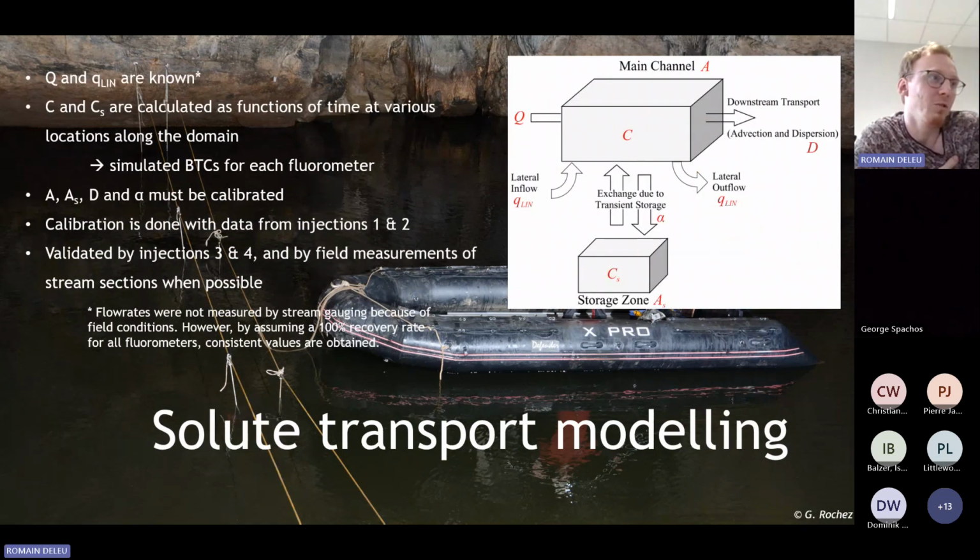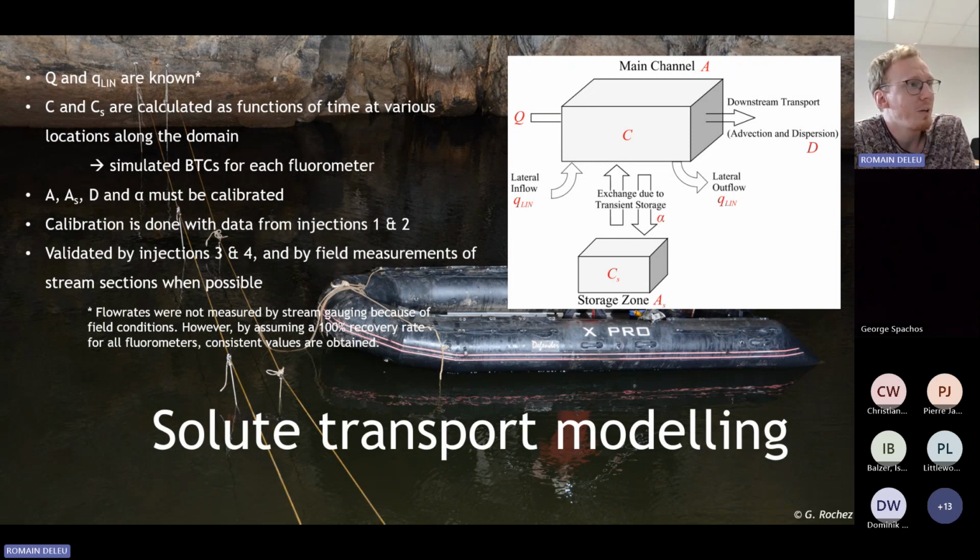The parameters used for the model are the flow rate, of course, and the concentration. The flow rate we know because we estimate it using the fluorometer. We have the breakthrough curve. We assume a 100% recovery rate for all fluorometers, and we get consistent values for all of them. So we assume it was working nicely, and this is perfectly correlated with the gauging station, which is outside the cave. We did not measure the flow rate ourselves because the field conditions were not adequate for this.